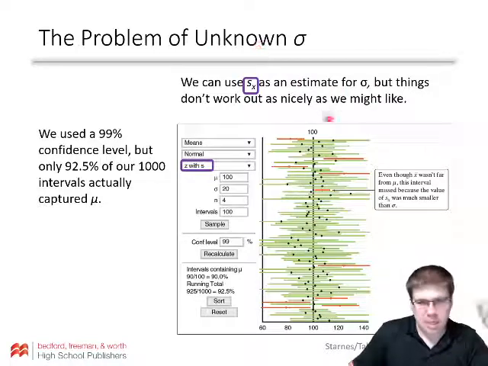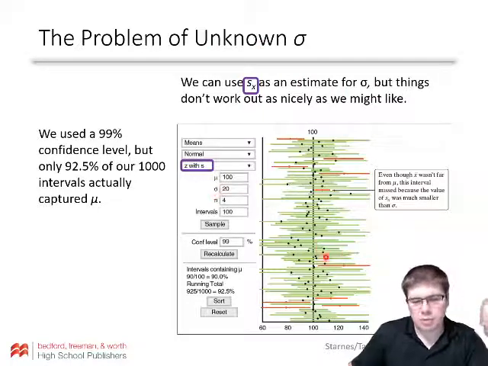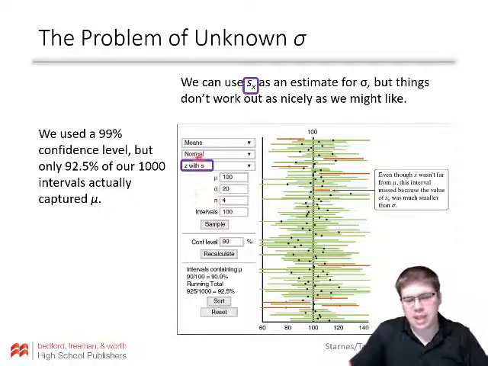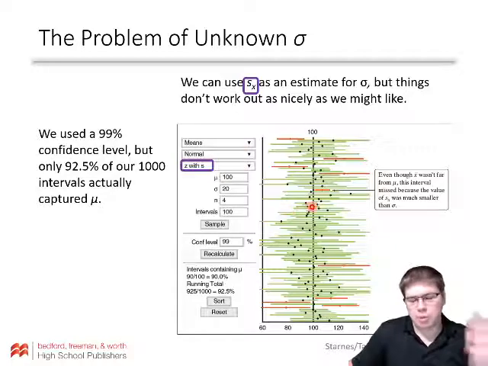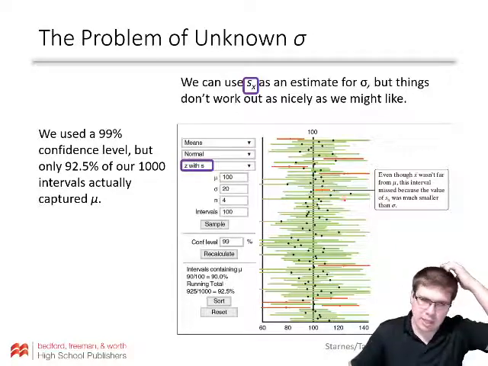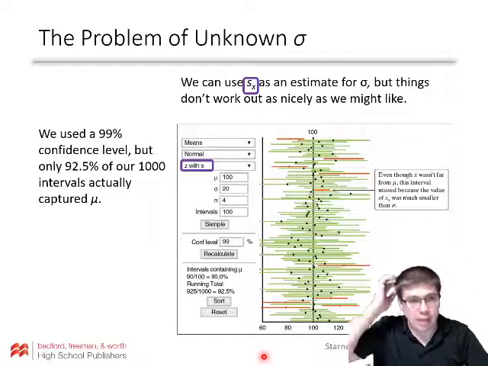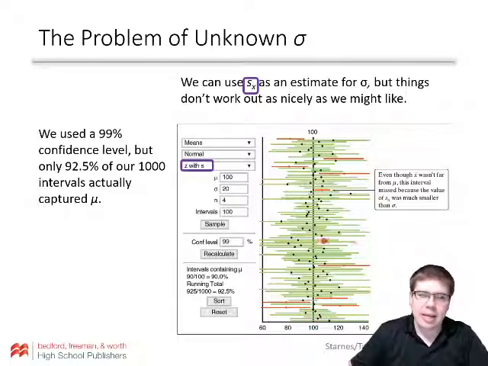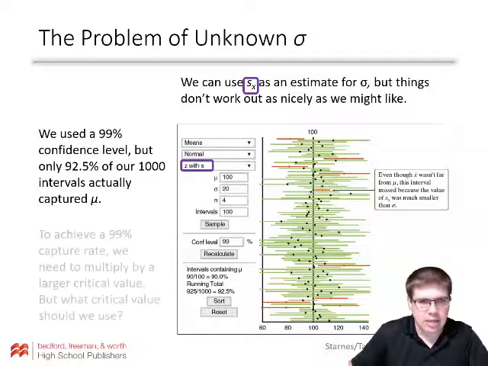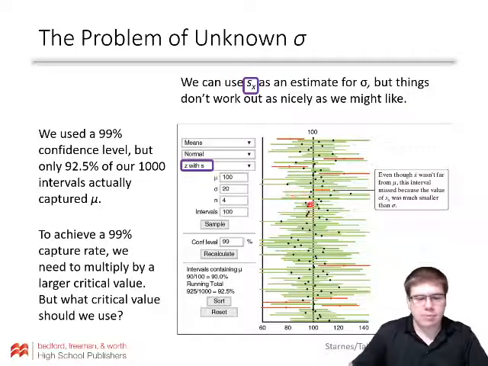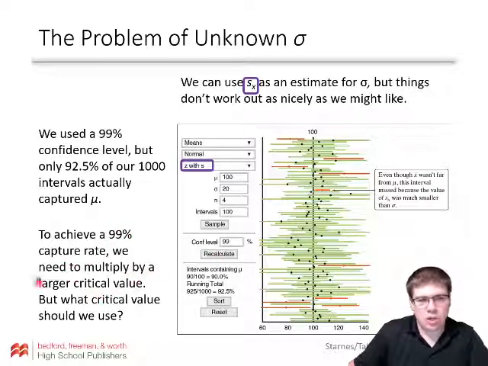So because of that, we have to make an accommodation for that rate. If we use s instead of sigma, that rate is off. With proportions, it may be slightly more or less, but it's not going to be biased in a particular way. Here, we're less likely to be successful in capturing that parameter. So we need to account for the additional error of using s instead of sigma. To achieve a 99% capture rate, we need to multiply by a larger critical value.